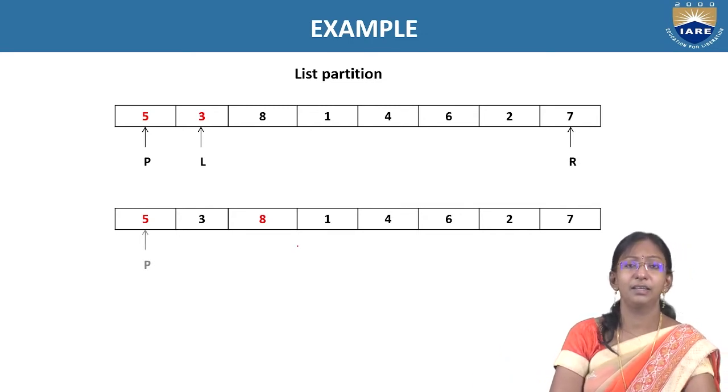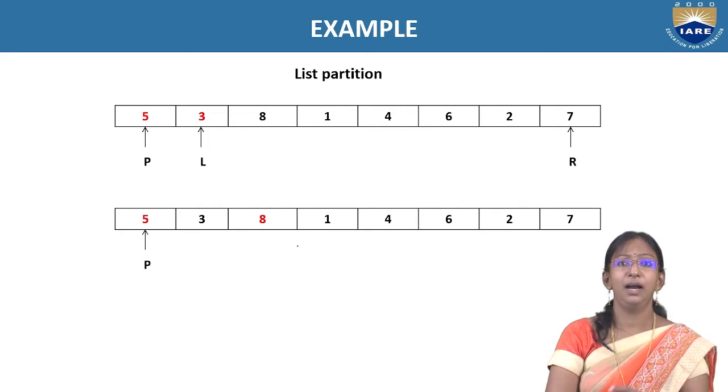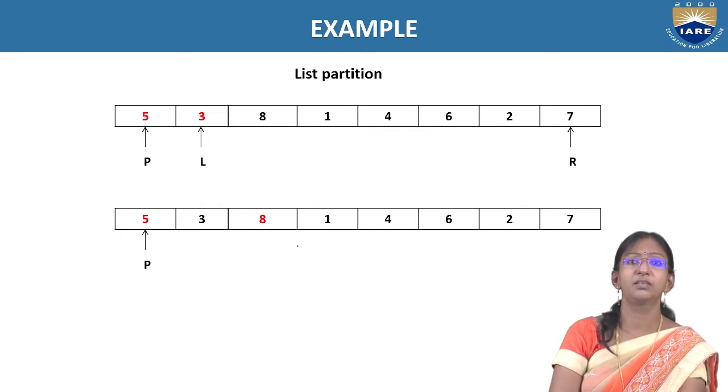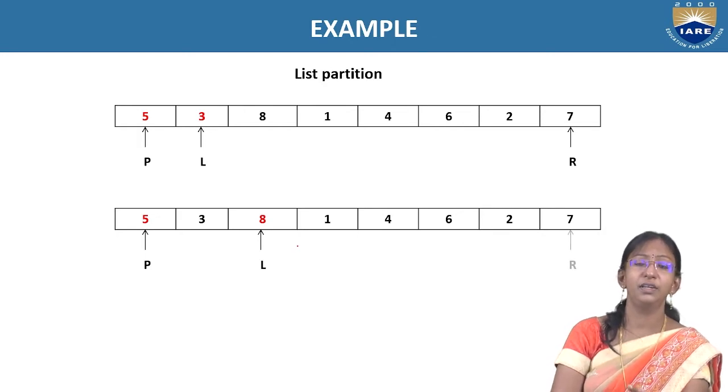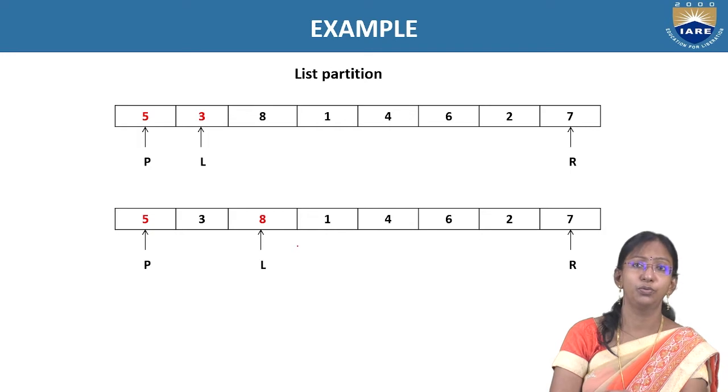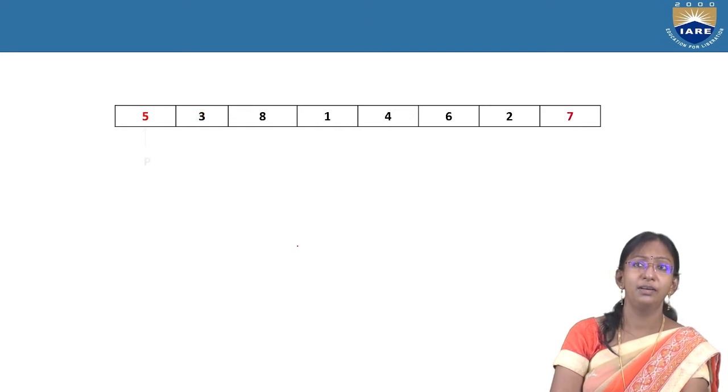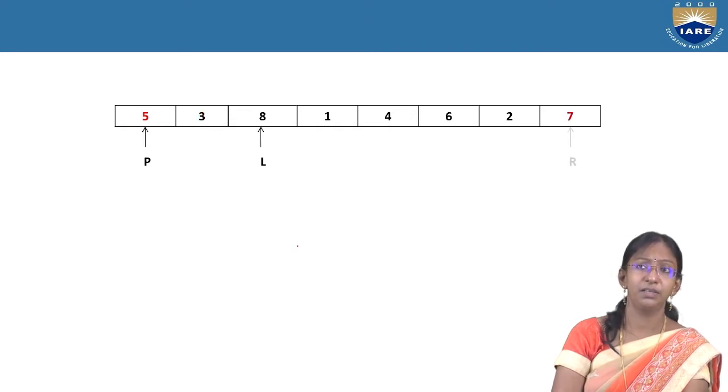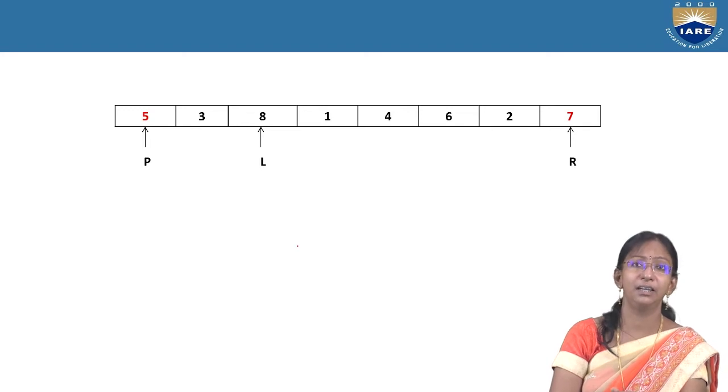So let's start comparing. As the value 3 is less than the pivot, left is going to move. Once it finds an element which is greater than the pivot, it halts. Now it is the job of the right to move. Right is holding an element 7 which is greater than 5, that is the pivot element.